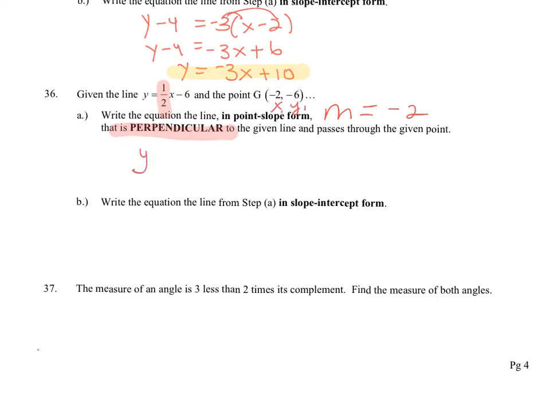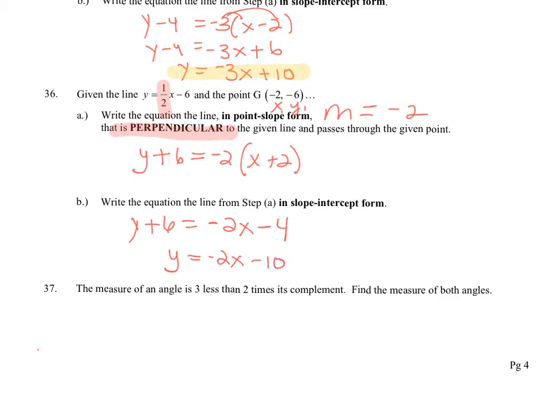And so I'm going to have y minus a negative 6 equals, our slope is negative 2 times x minus a negative 2. And so that's my point slope form. And now I'm going to take this and turn that into slope intercept form by doing those two steps again. I'm going to have to do the distributive property. And then I'm going to take that 6 over to the other side using inverse operations.